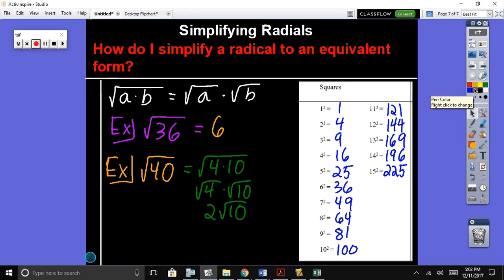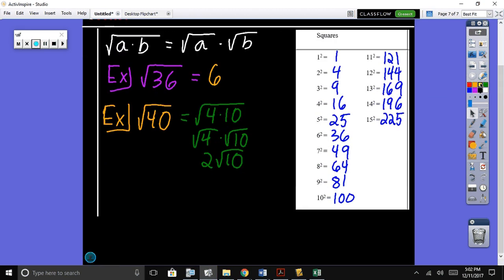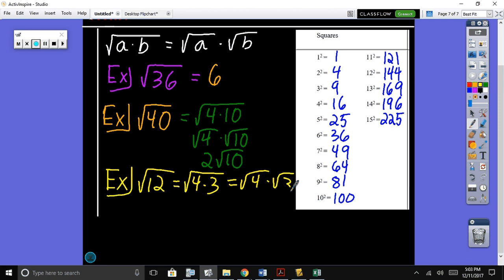Let's look at one more. If I look at the square root of 12, the square root of 12 can be broken up into the square root of 4 times 3. And I can also break that up into the square root of 4 times the square root of 3. So I get 2 square root 3. And I can say my conclusion is that the square root of 12 equals 2 times the square root of 3.